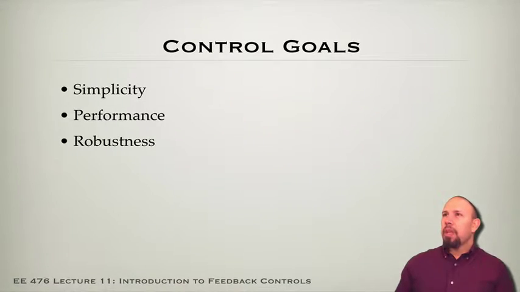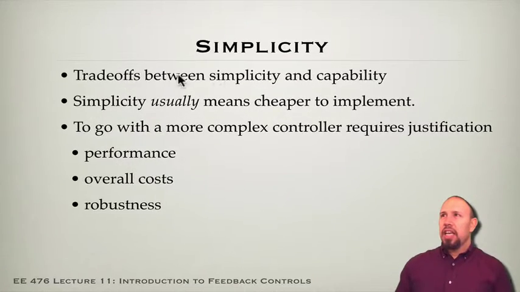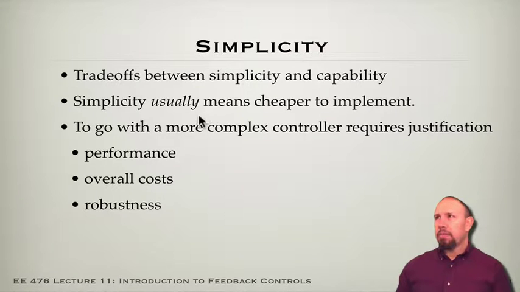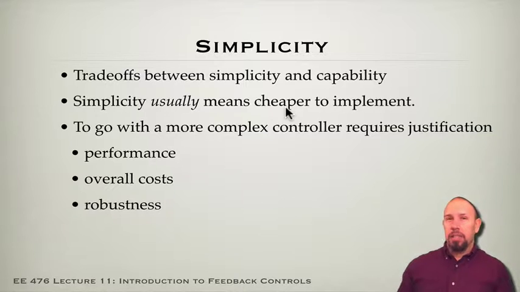All right. So in terms of our goals for the control, we have three basic goals that we're going to be concerned with. First is simplicity. Keep it as simple as possible. Next, we talk about performance, and then robustness. So these are the goals that we would have for our control design. In terms of simplicity, there are always trade-offs between simplicity and capability. How simple is the controller and how capable is the controller? Generally speaking, to be more capable, it's going to have to be more complex. Simplicity usually means it's cheaper to implement. That's the basic idea behind simplicity.